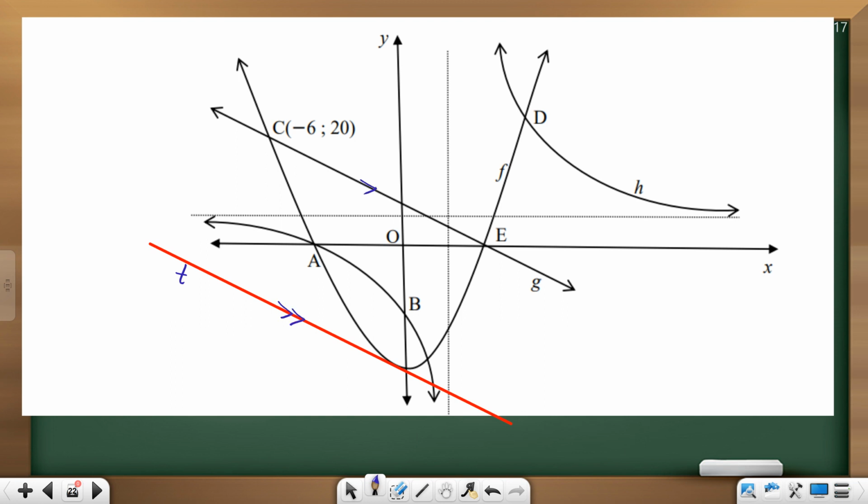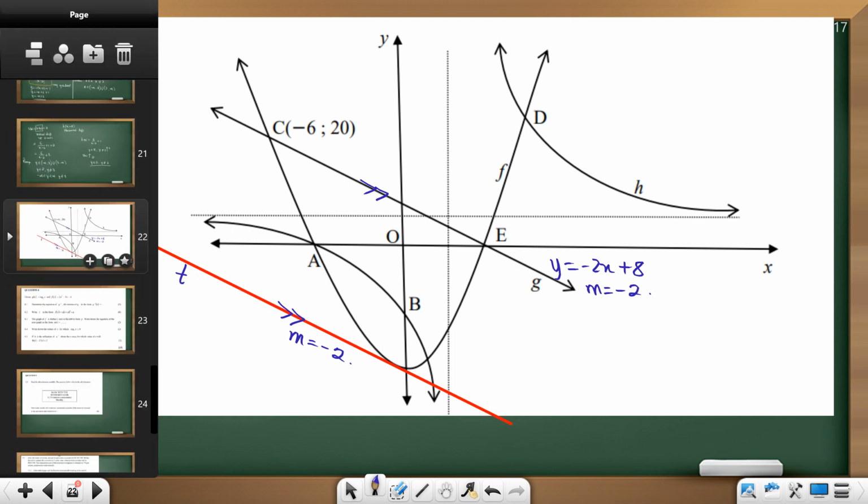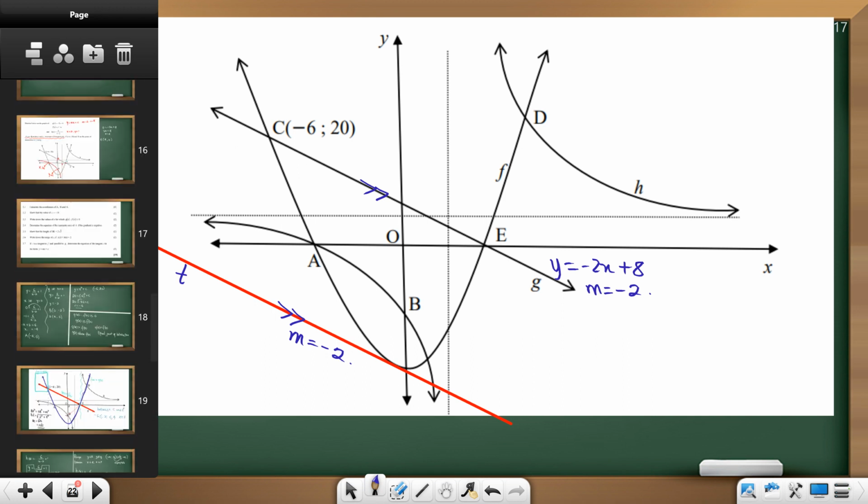Do you know the first thing I know? I know the equation of this line: y equals negative 2x plus 8. My gradient is negative 2. Already I know the gradient of this line. Parallel lines have equal gradients. That's the first information that I come across. I'm not overwhelmed by the long statement. Now, can I go back and deal with the rest of the statement?